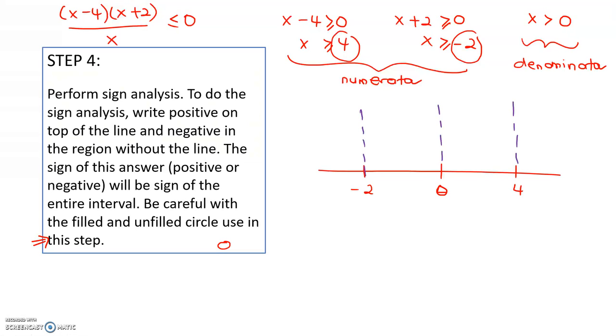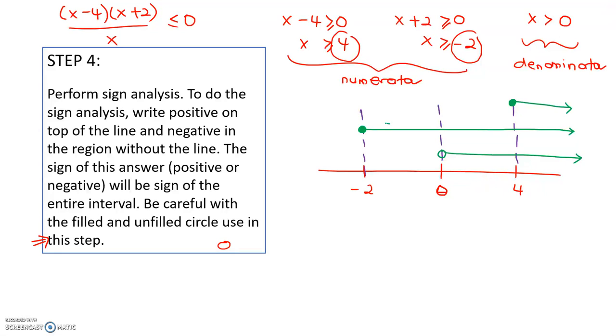Step 4, we need to perform the sign analysis. To perform the sign analysis, we have to draw our number line first. So x greater than or equal to 4, so we start at 4 and go to the right hand side. Greater than or equal to negative 2, so at negative 2, go to the right hand side. This one is a full circle as well because we have the equal sign. And then simply greater than 0, so go to the right hand side as well.